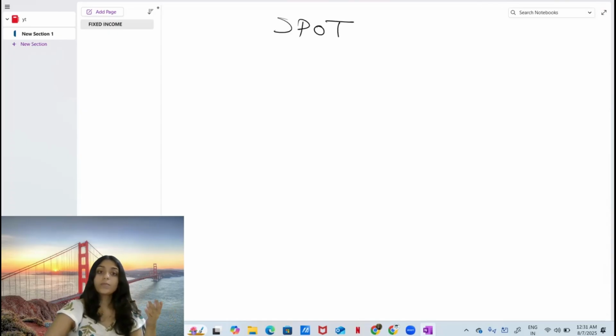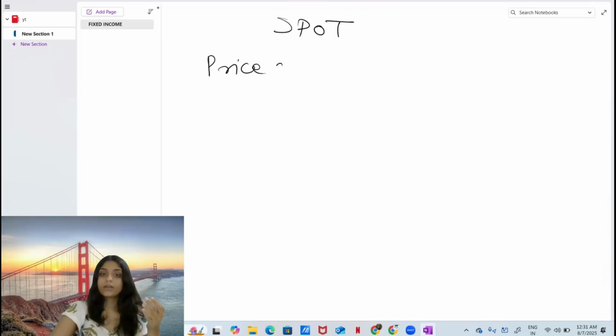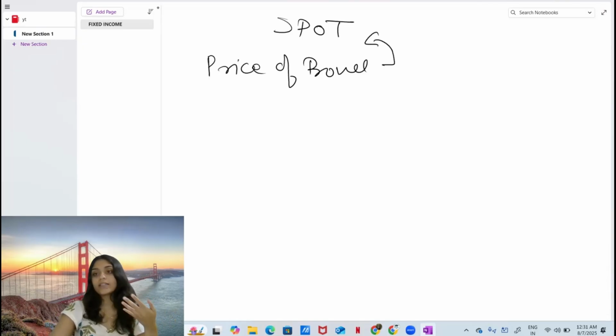How to find the price of the bond using spot rate. What is spot rate? Spot rate is a current interest rate for a zero coupon bond. So spot rates may be different or maybe the same, but are stated for each and every different year. So we'll take an example and then solve it.